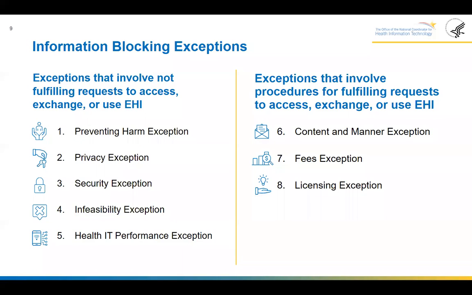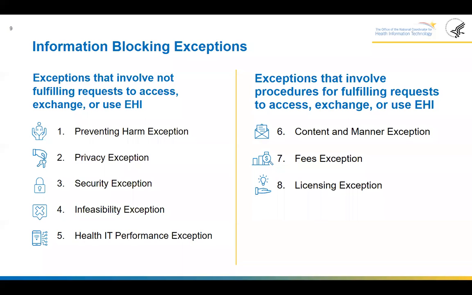All right, so now I'm going to shift over to the right-hand side of the screen. So these are exceptions that, if all the conditions are met, the actor would still need to provide access, exchange, or use of EHI, but with the procedures we lay out. So the first exception is the content and manner exception, or put another way, it's the what and how exception. And I'll talk about what I mean there in a minute.